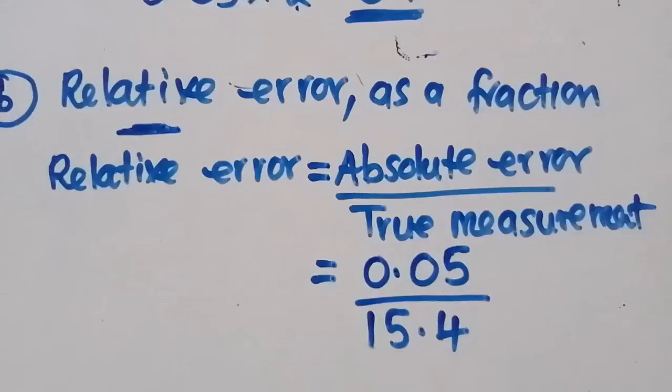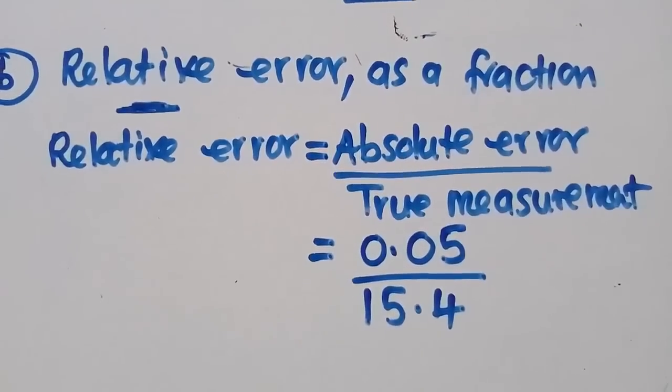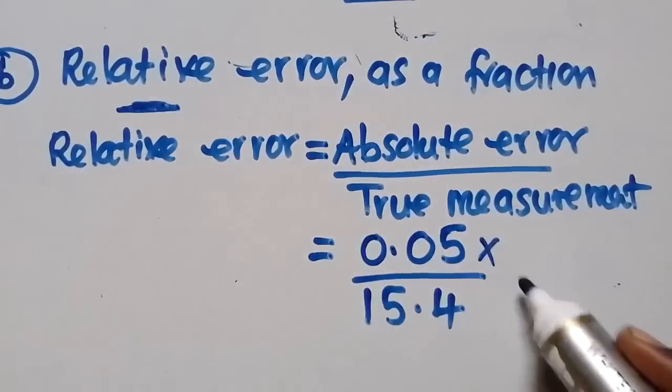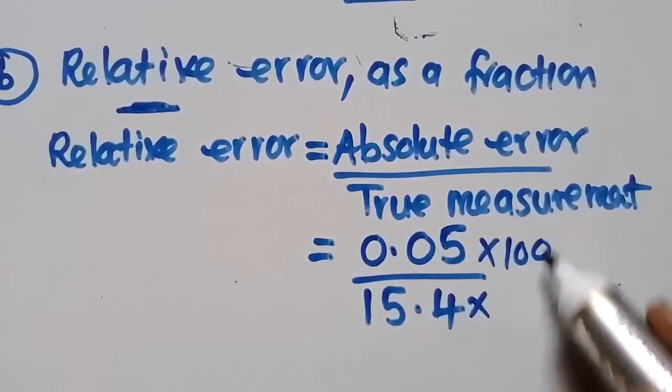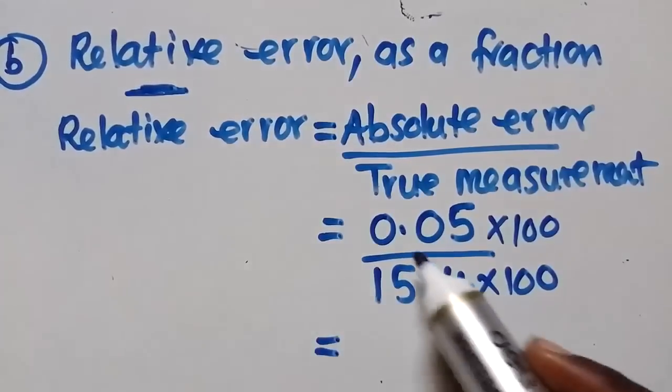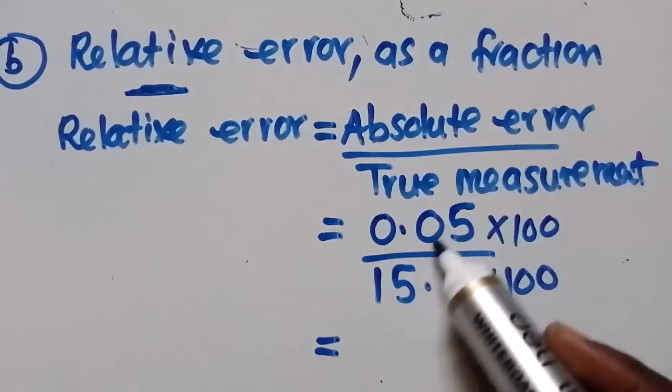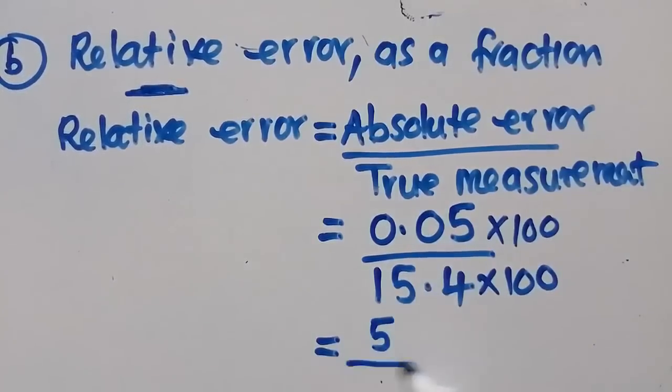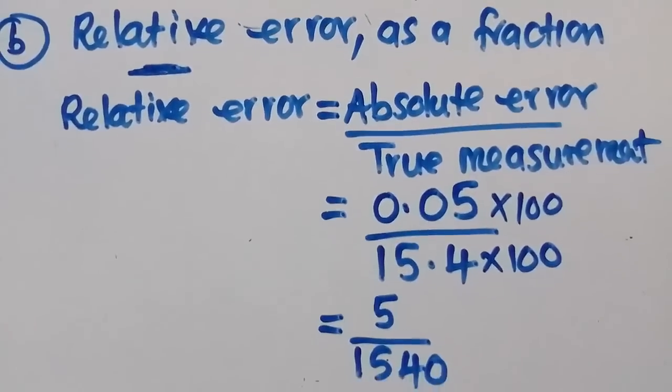Now you start working out these numbers. A calculator is not allowed on this question. So how do you change this? You multiply both sides by 100 to cancel the decimal. If we multiply by 100, the points will be removed. You're just going to remain with 5 over 1540. This will be your answer.